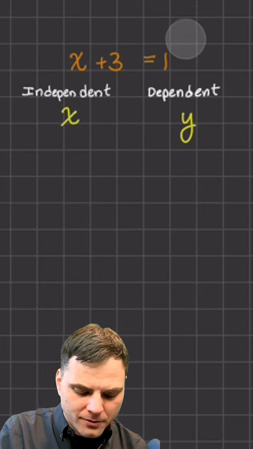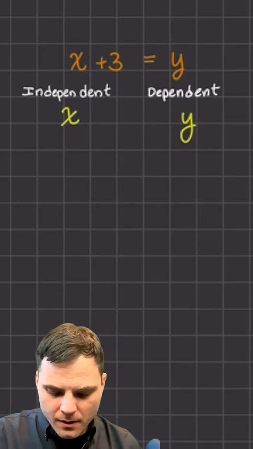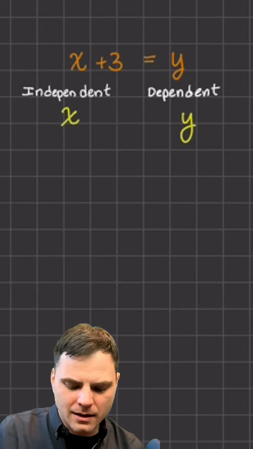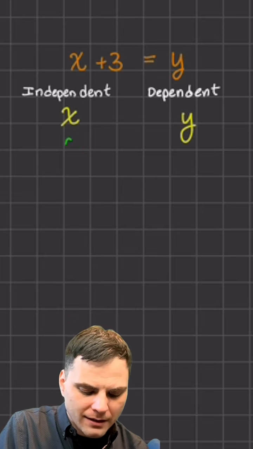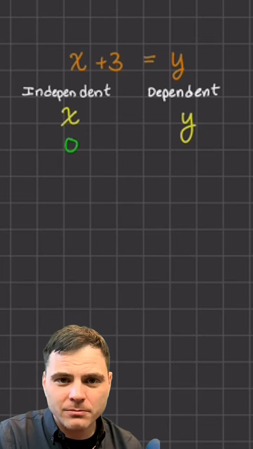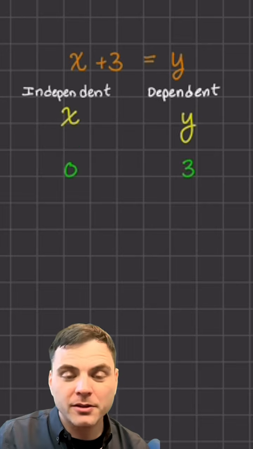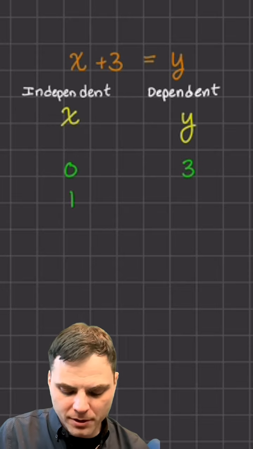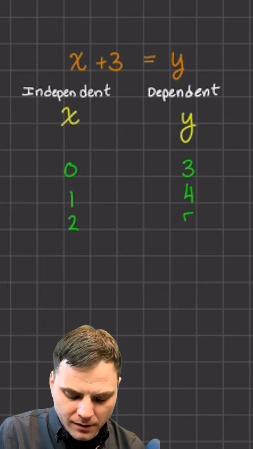Let's say x plus 3 equals y. Well, we could plug in any number and see what we get. And the number we plug in will be the independent variable. Let's try 0. If x is 0, then y is going to have to be 3, because 0 plus 3 is 3. If x is 1, 1 plus 3 is 4. If x is 2, 2 plus 3 is 5.